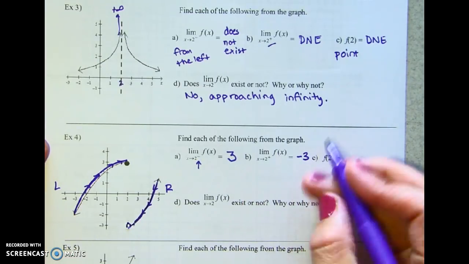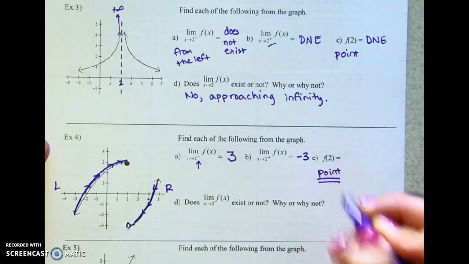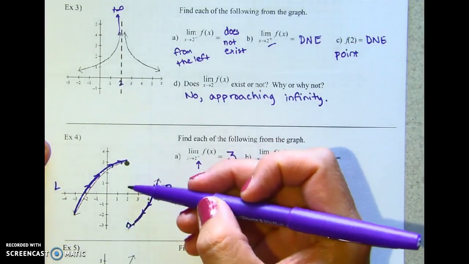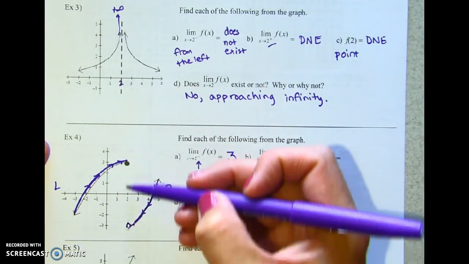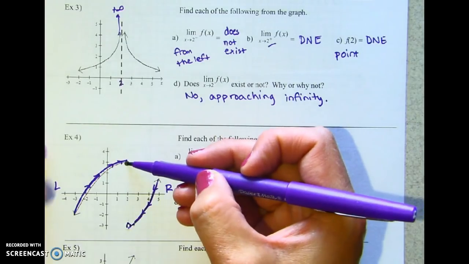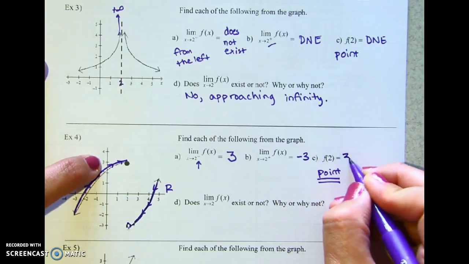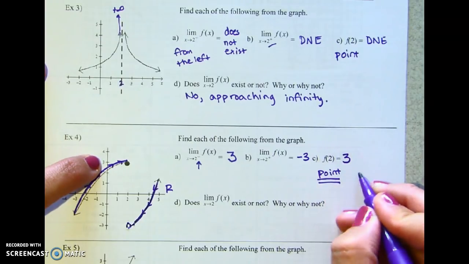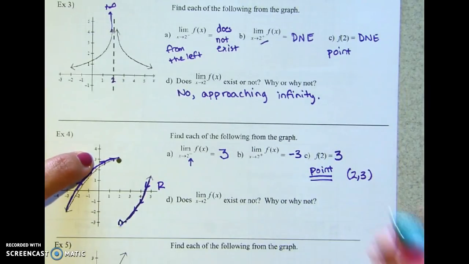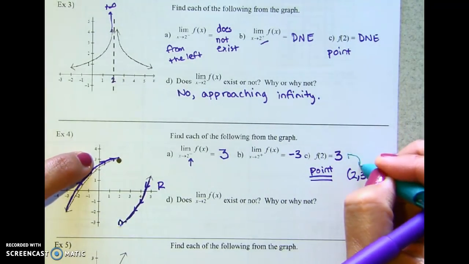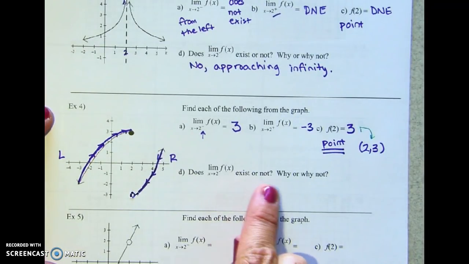What is f of 2? Where is the point, you guys? There's only one point at 2. Where is it located? So we're at x equals 2, go up and go down. Do you see the point? Where is the filled in circle? The filled in circle is here. And what's that y value? 3. So f of 2 equals 3. That's the coordinate point, 2, 3. This means the same thing. This and this, same thing. Coordinate point.